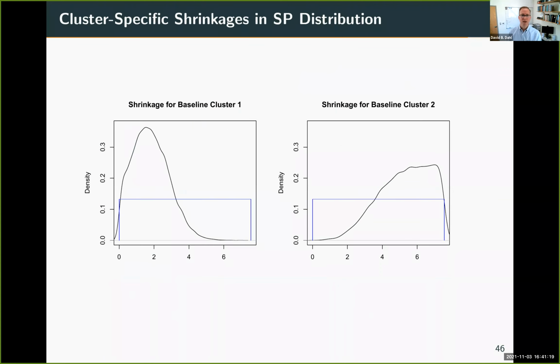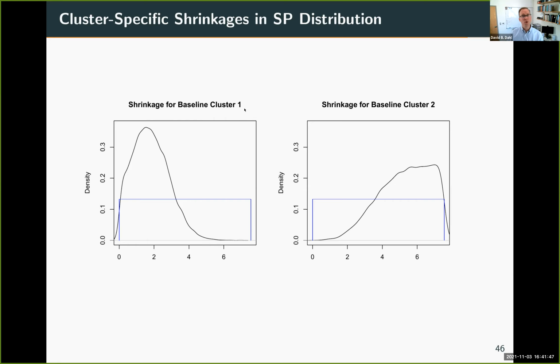We looked at the prior and posterior distribution for the shrinkages for cluster 1 and for cluster 2. Remember that cluster 2 was good clustering information, and our prior was uniform on the shrinkage. We're able to see that in the posterior, we have a preference for big values of shrinkage, because that is indeed true in the data generation mechanism.